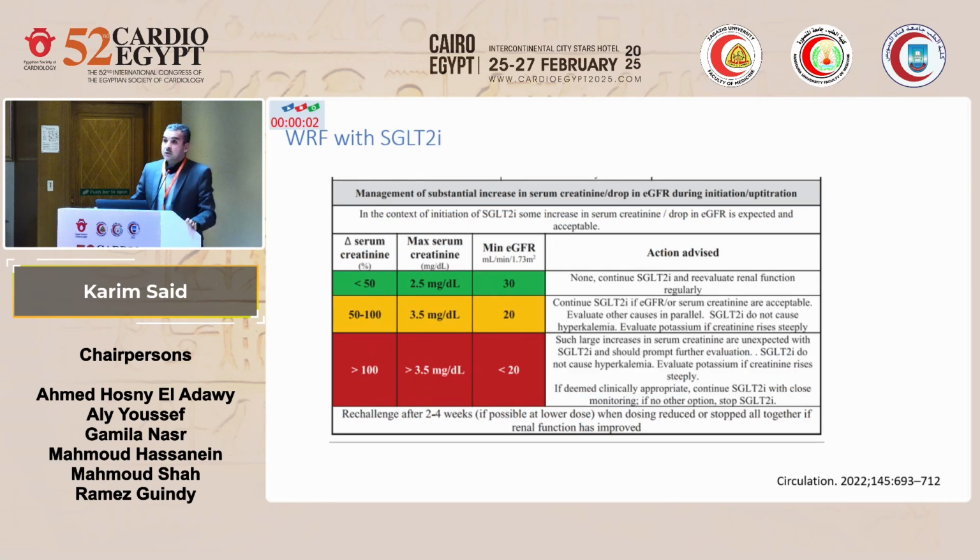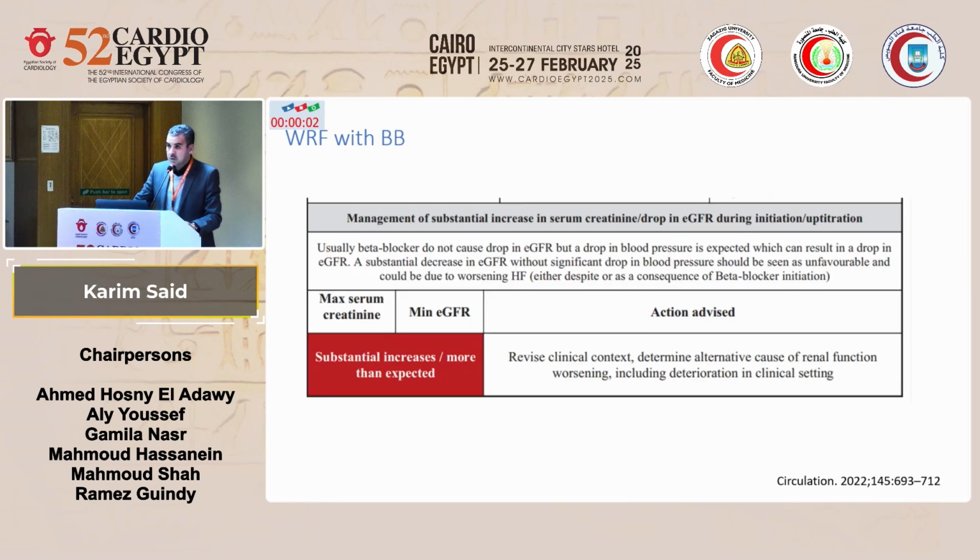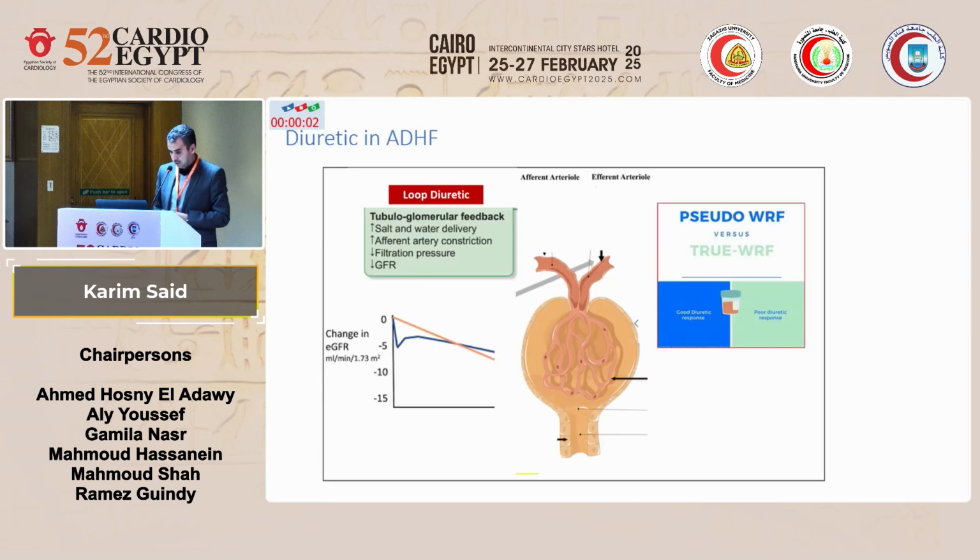For the SGLT2 inhibitor, it is very unlikely to have hyperkalemia with these agents, very unlikely to have a significant rise of serum creatinine with this agent. Search for another cause. With beta blockers, there is no impact on serum creatinine. When there is a rise in serum creatinine with a beta blocker, expect poor survival. The ejection fraction is going down and the hemodynamics are deteriorating. This is the main cause for lower ejection fraction on beta blocker treatment.